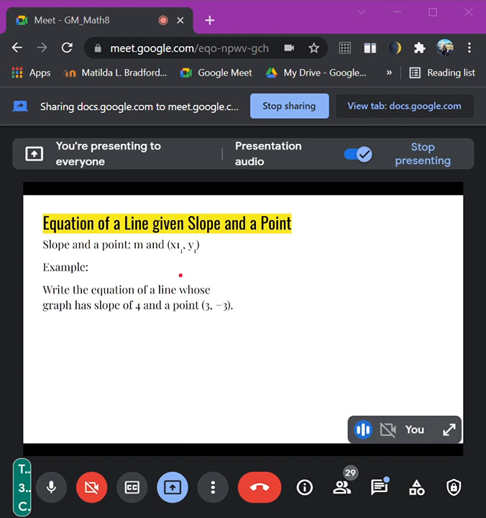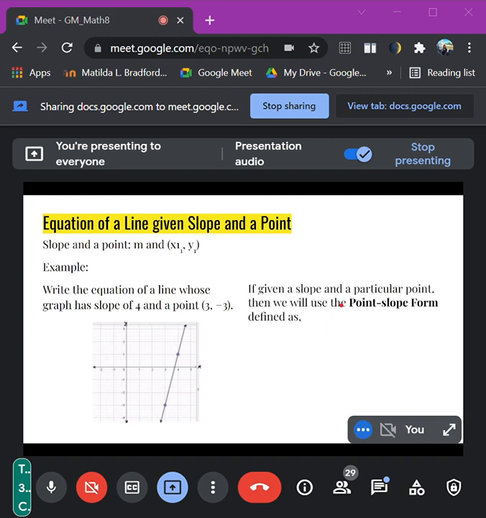Write the equation of a line whose graph has slope of 4 and point of 3 and negative 3. So, naa kay usa ka point and then naay slope. So, you have there, mao ni siya ang graph class, and then atoa na siyang i-check later on if mag-agree ni siya ang forma if we have the equation already.